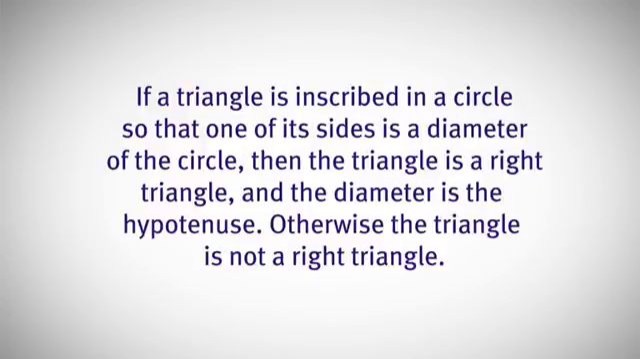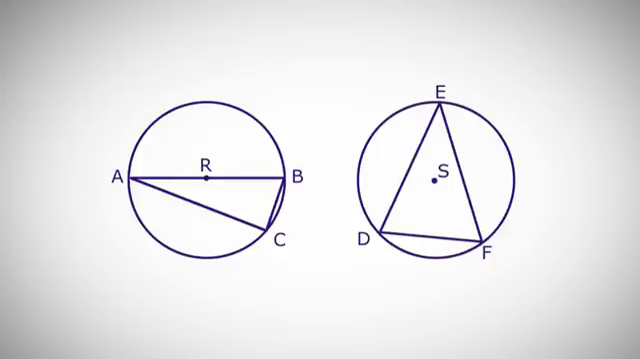If a triangle is inscribed in a circle so that one of its sides is the diameter of the circle, then the triangle is a right triangle, and the diameter is the hypotenuse. Otherwise, the triangle is not a right triangle. Triangle ABC is a right triangle because side AB passes through R, the center of the circle. AC and CB are the legs, and AB is the hypotenuse. Triangle DEF is not a right triangle because no side passes through the center S.